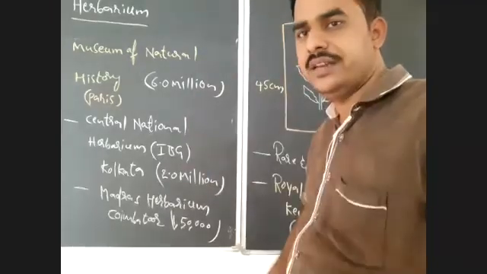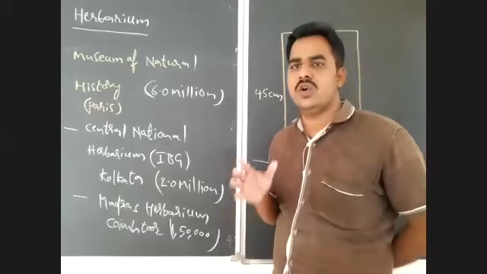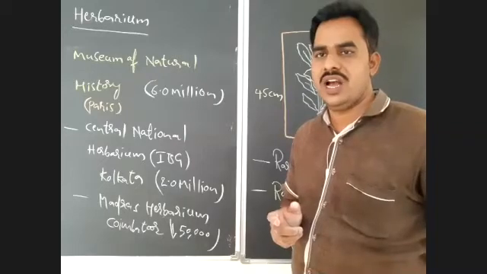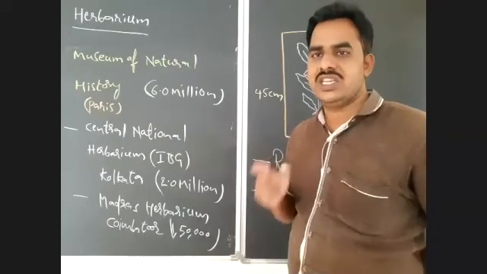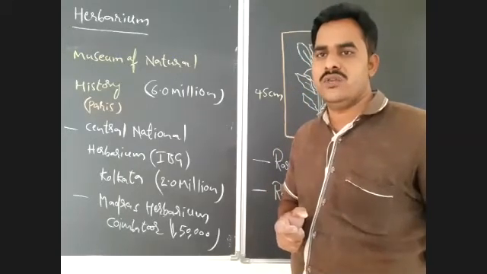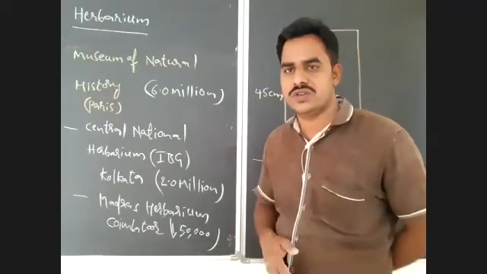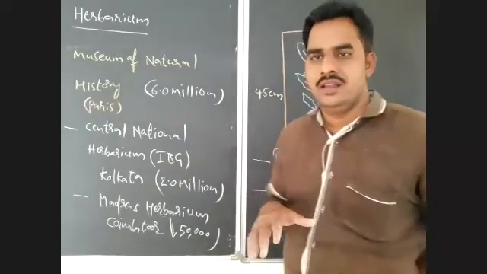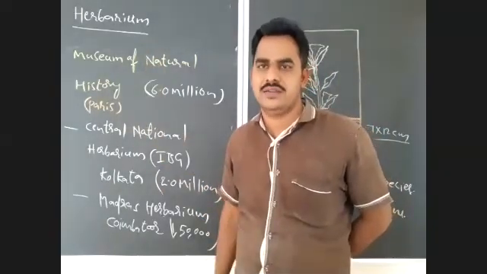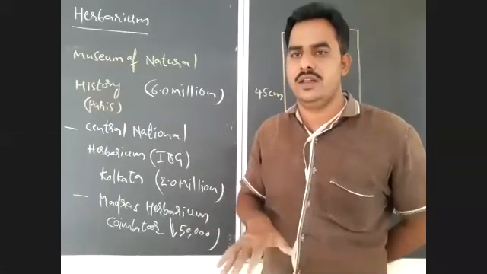Is it clear what is herbarium? Herbarium is a storehouse of dried and pressed plant specimens which are arranged in a systematic manner according to a widely accepted method of classification. In simple terms, herbarium is a place where various species of plant materials are preserved.